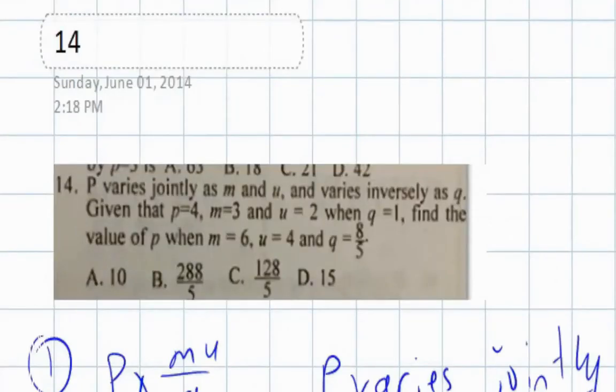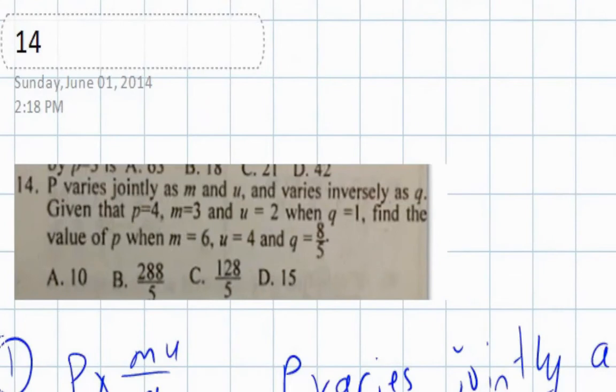Question 1 says, p varies jointly as m and u, and varies inversely as q. Then it says, given that p is equal to 4, m is equal to 3, and u is equal to 2 when q is equal to 1, find the value of p when m is equal to 6, u is equal to 4, and q is equal to 8/5.